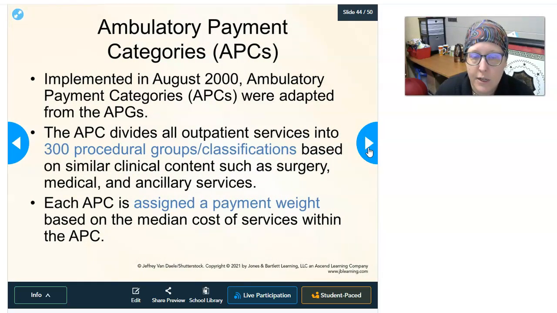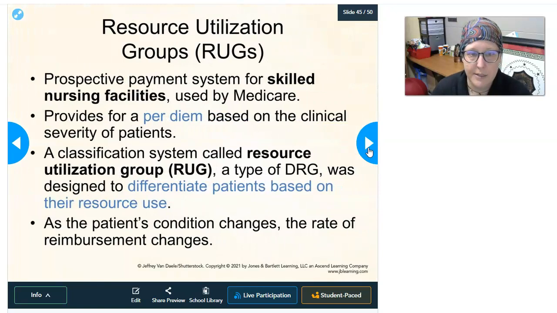Ambulatory payment categories were implemented in 2000, and they were adapted from the APGs, the ambulatory patient groups. It divides all outpatient services into 300 different procedural groups or classifications based, again, on similar clinical content such as surgery, medical, and ancillary services, and each APC is assigned a payment weight based on the median cost of services within the APC. So they gathered up information all around and said, okay, on average, this costs this much. They took the average, the high, the low, the middle, all of it, and got an average. That's what they would reimburse after they did the analysis.